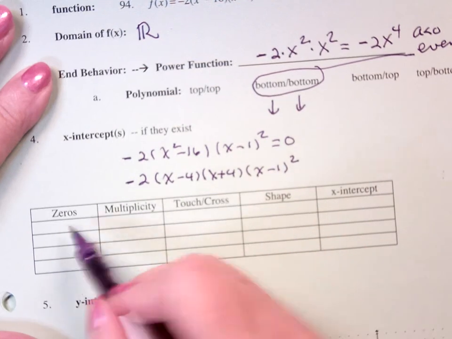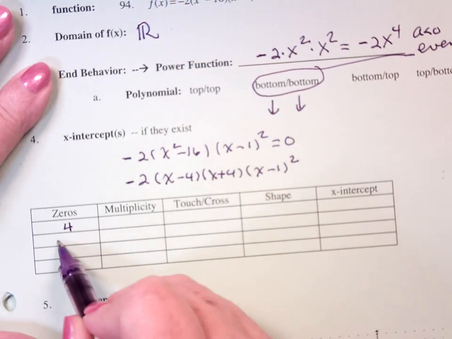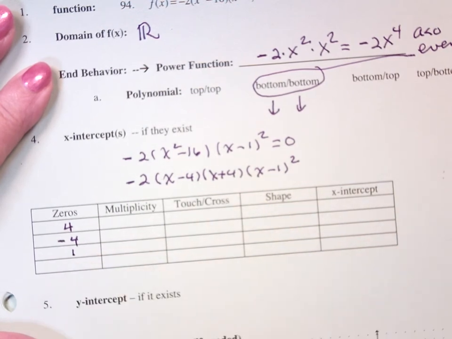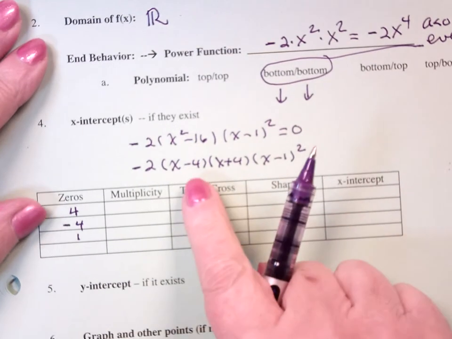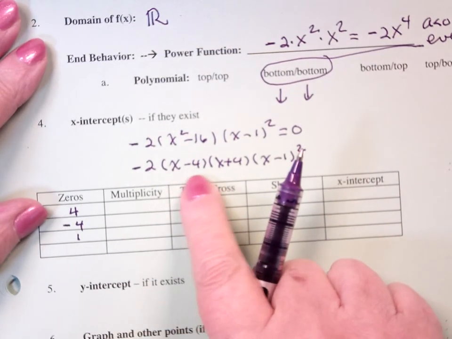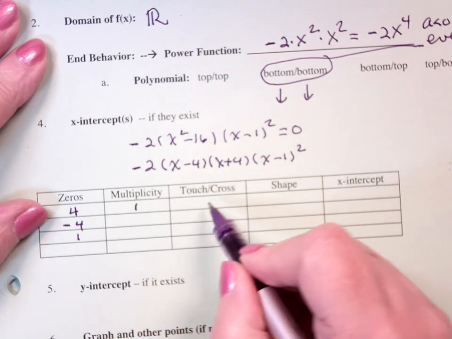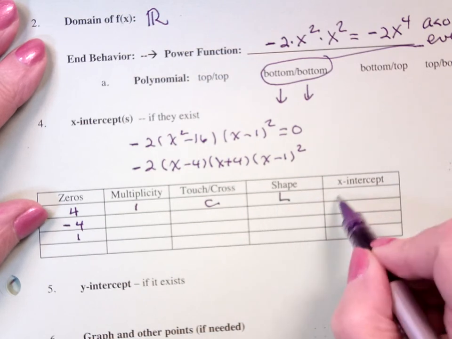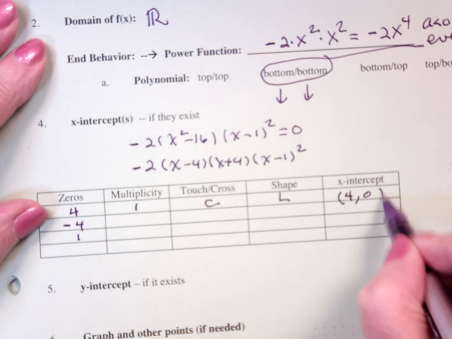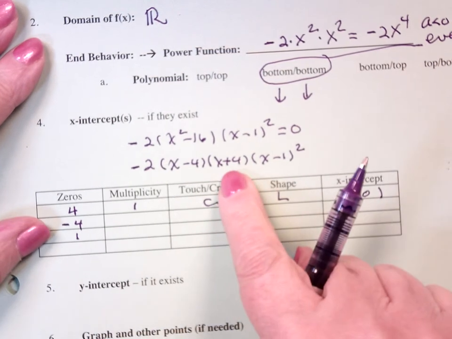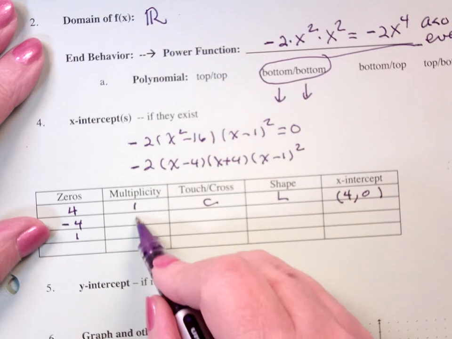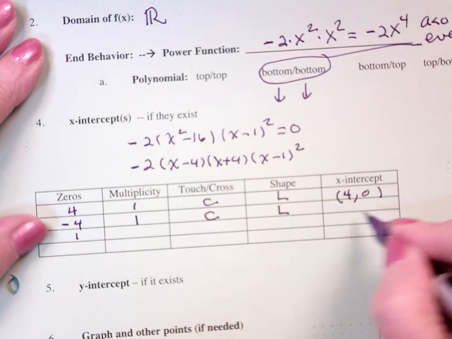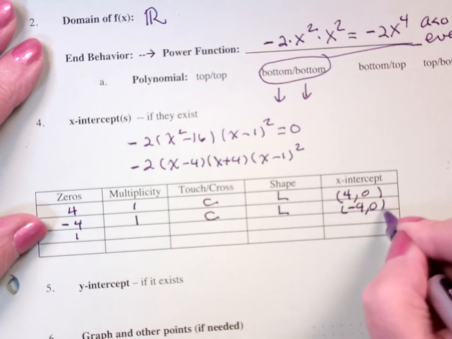So the zeros are 4, negative 4, and 1. What's the multiplicity of 4? 1. Does it touch or cross? Cross. What's the shape? Line. And the x-intercept would be x equals 4, y equals 0. Negative 4: multiplicity is 1. Touch or cross? Cross. Shape: line. And so it's negative 4, 0.